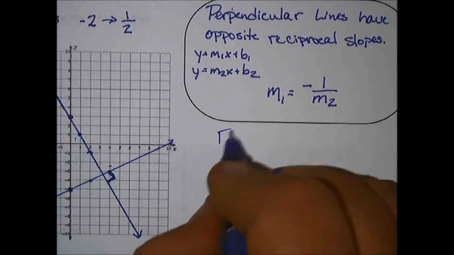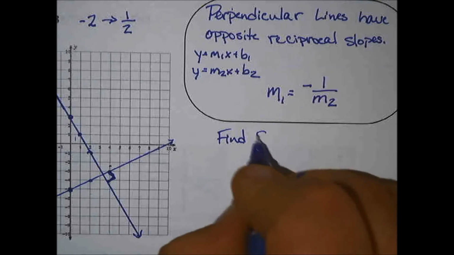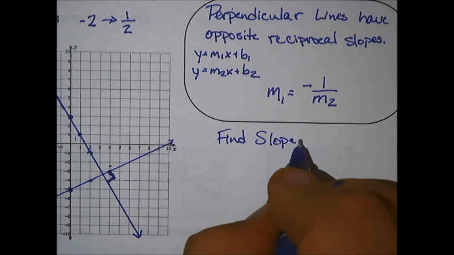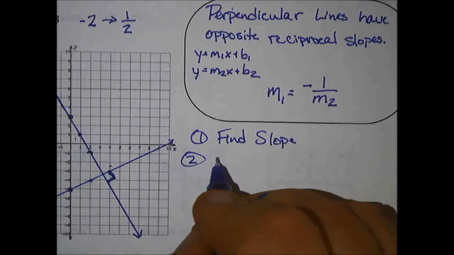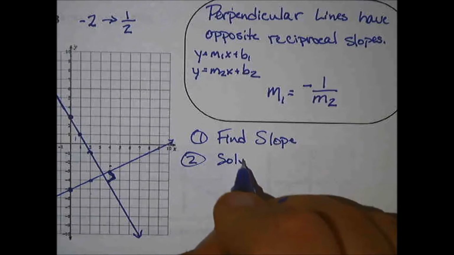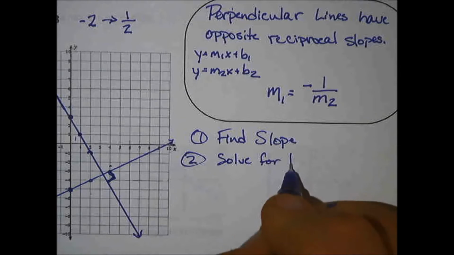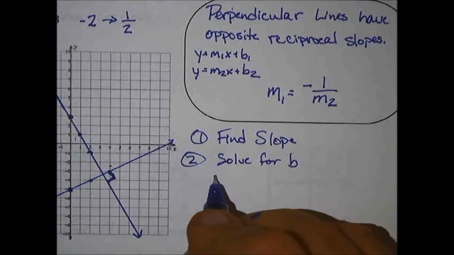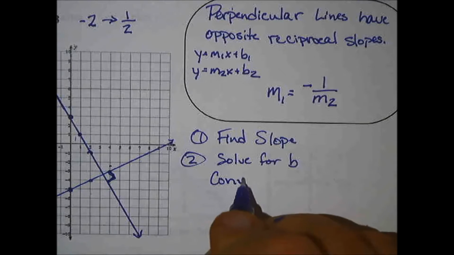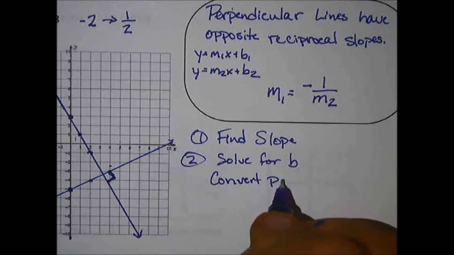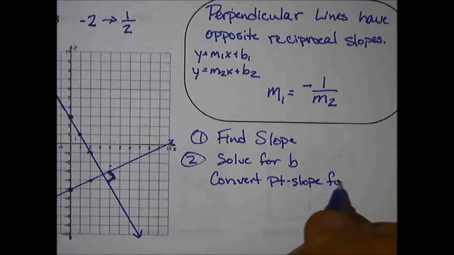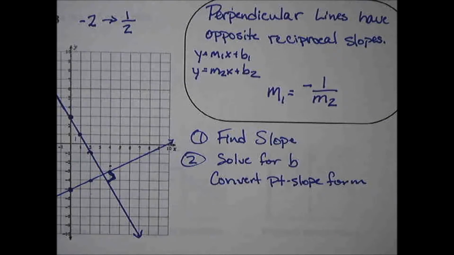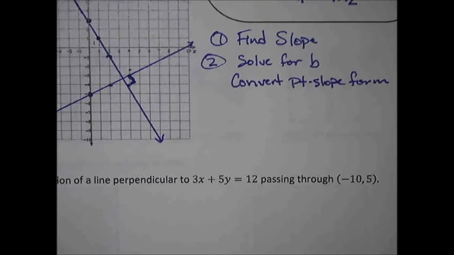All right? And so we're going to follow the same rules. We're going to find the slope. And there's a little bit more work in finding the slope. And then you have two options. Either go solve for b or convert to point slope form. Those are your two options for step 2. And then you should have it all good to go.